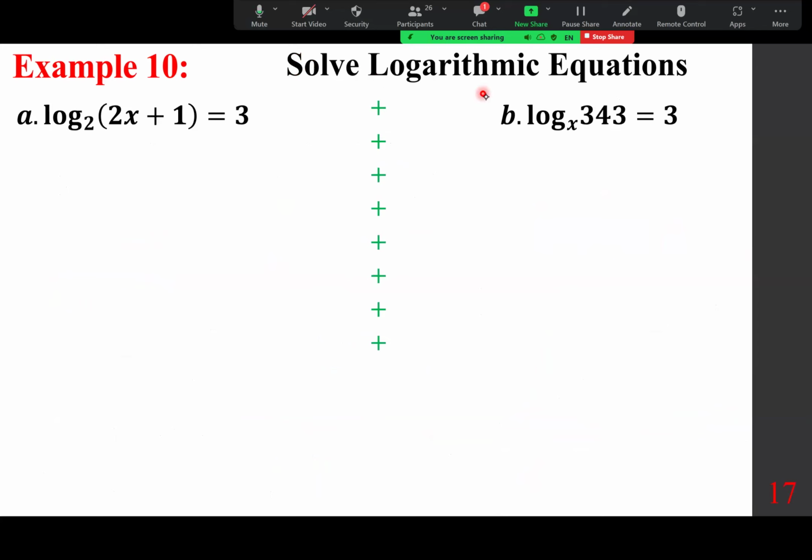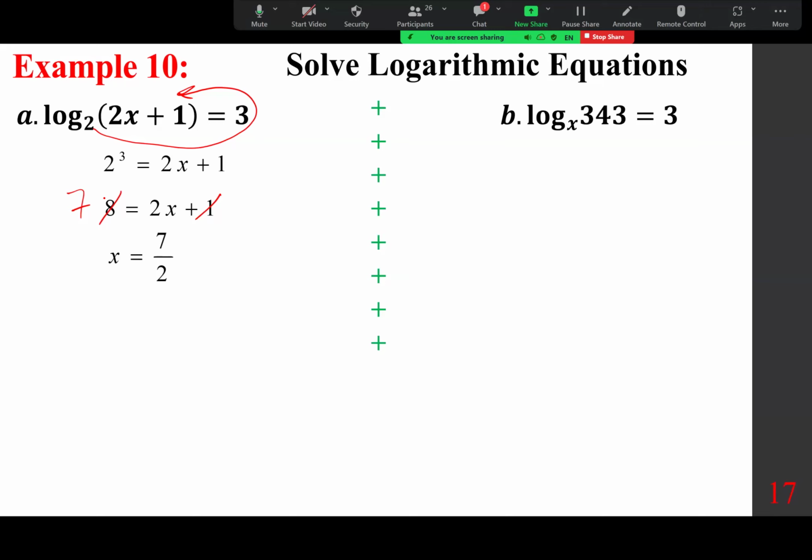Solve logarithmic equations. To solve logarithmic equations, if you have a log on one side and a number on the other side, you just go with the definition. 2x plus 1 is 2 cubed, or 2 cubed is equal to 2x plus 1. As you know, 2 cubed is 8. Subtract 1. Divide by 2, and you're done.